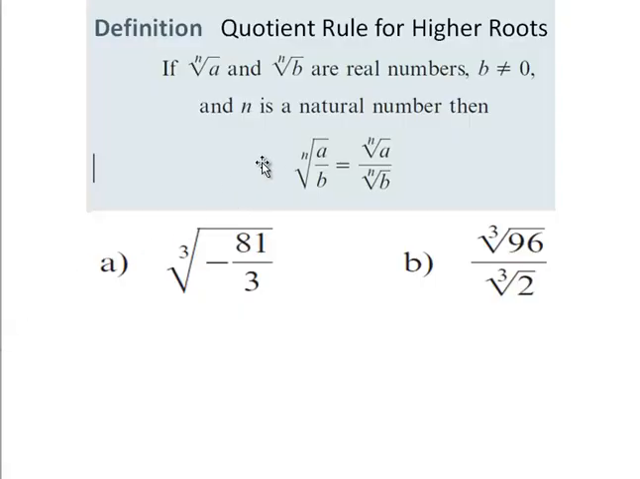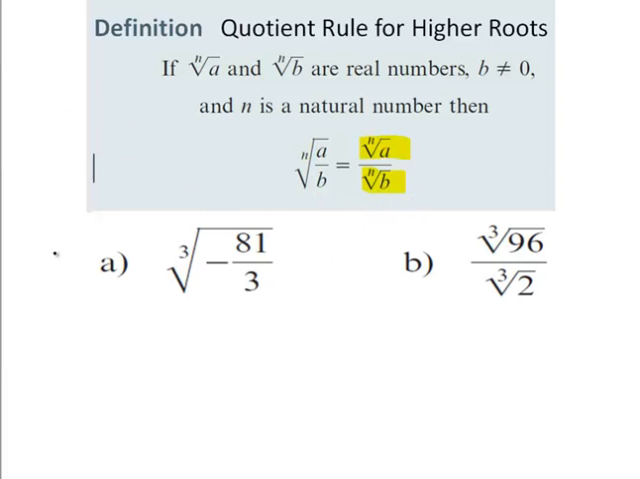Just to remind you, the quotient rule says that I can start with a fraction inside the radical, a fraction is the radicand, and I can split it into the root over a root. So I can take the fraction and make it a root over a root.